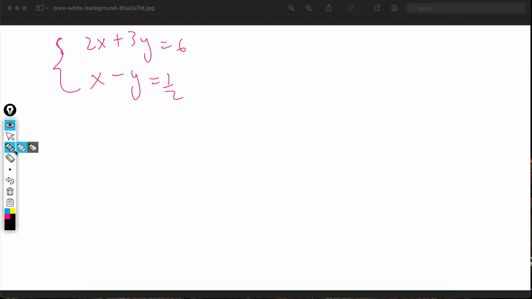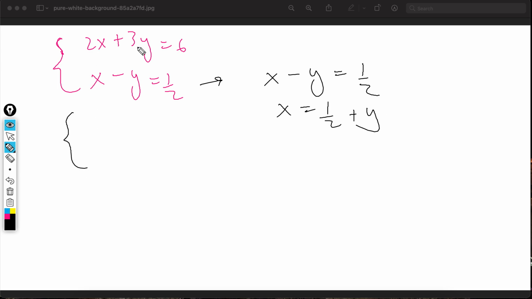I'm going to choose black. So we got 2x plus 3y equals 6. x minus y equals 1/2. I am going to choose down here. Cool. And I'm going to solve for x. So x equals 1/2 plus y. All we do is plus y to both sides. That's all we've done so far. Next, since we know what this equals, let me write my new system of equations. The top one, because we haven't touched it. The bottom one, which is our new one that we derived.